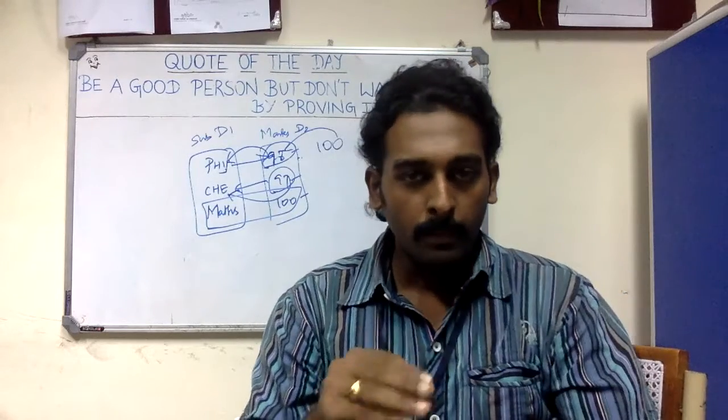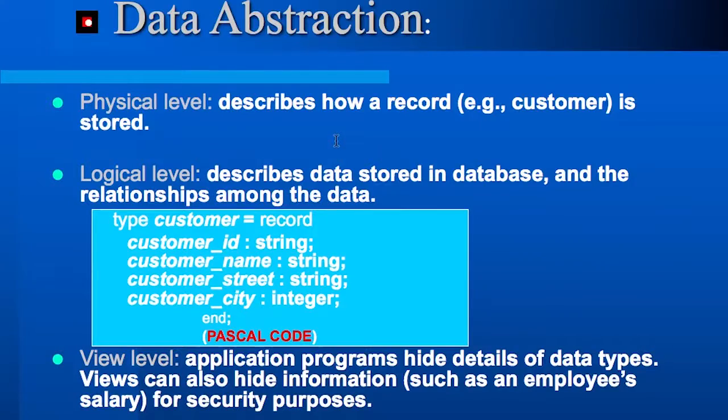Next we are going to see data abstraction. What is data abstraction? We have stored the data here. So what levels, what views can be given? What level of data or information can be abstracted from the stored data? We have three levels here: the physical level, logical level, and view level. In the physical level, we simply describe how a record is stored, how a student record is stored. Only that level of information will be provided for a common man or anyone. That is called the physical level.